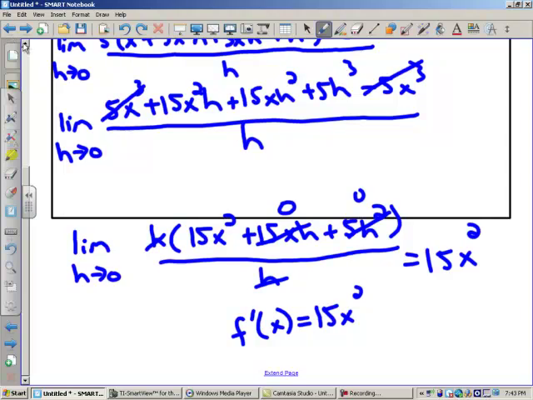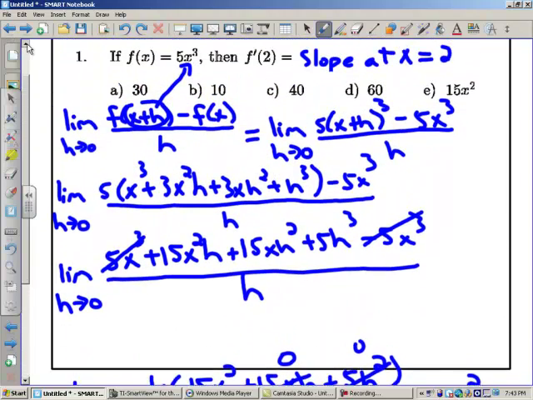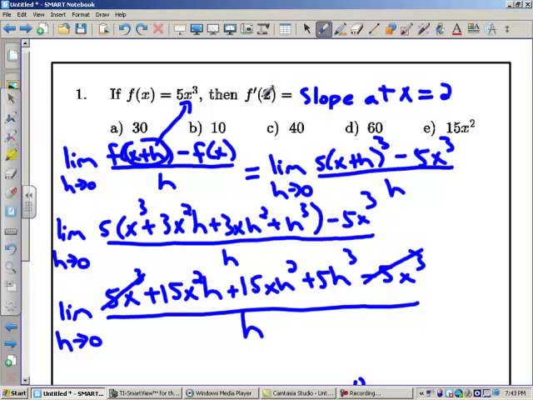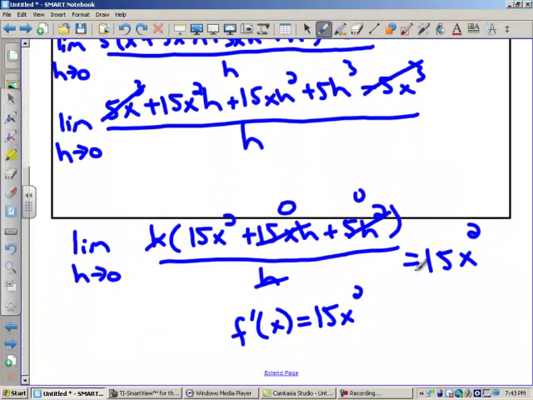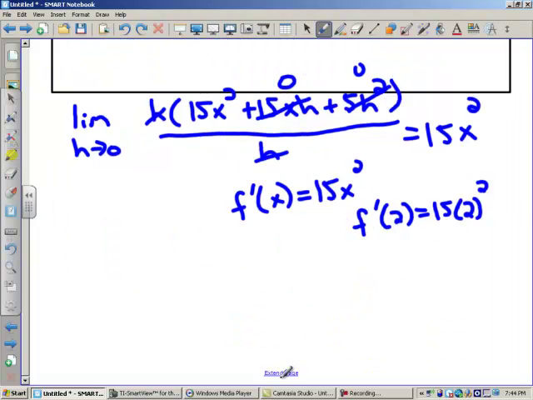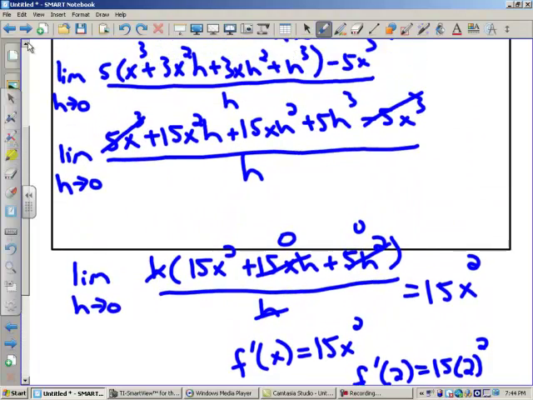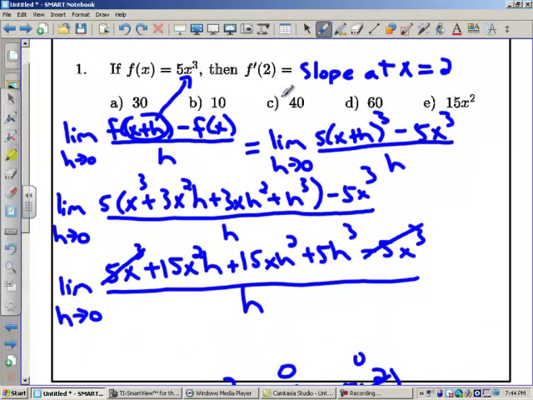So let's go back and look and see where we wanted the slope. We wanted f prime at 2. So we are going to plug in 2 into that equation. So f prime at 2 is going to be 15 times 2 squared, which is 15 times 4, which is 60. Now that's a pretty steep slope. That is almost going like straight up. Let's circle the answer and then look at it on our calculator and see if we agree with that.